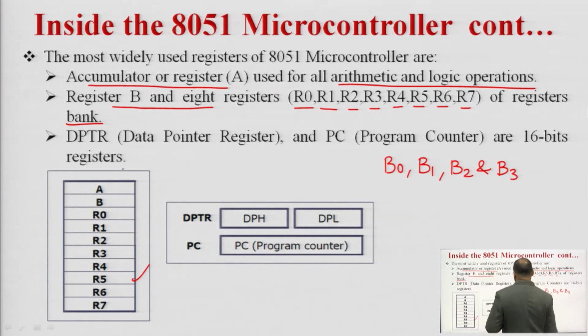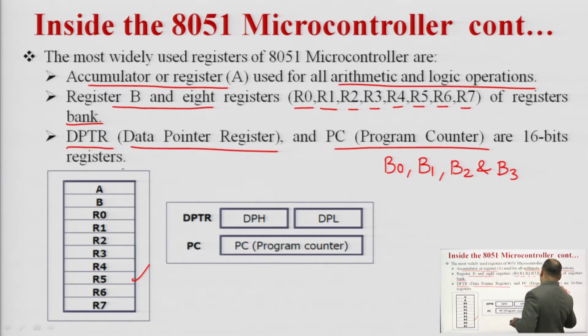So, these are the 4 register banks, and each register bank will have 8 registers, ranging from R0 to R7. In addition to these 8-bit registers, we have DPTR, that is the data pointer register, and the program counter register. Both DPTR and program counter are 16-bit registers.